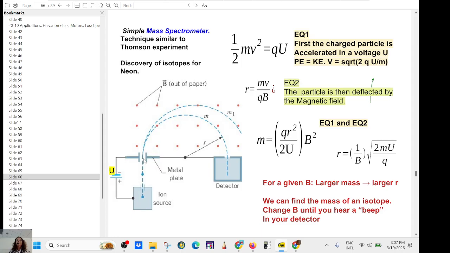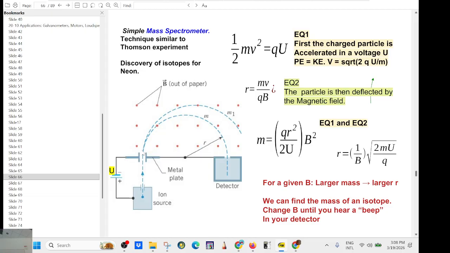Okay, so it will go inside this magnetic field region with a velocity. So again, velocity is here, and then the magnetic field goes towards you. So the force is in this direction. Do you agree? Okay, so it's going to steer in this direction, you're going to have a radius. And then what you do is that you're going to tune the magnetic field. So you're going to change the magnetic field until you hear a click in your detector.